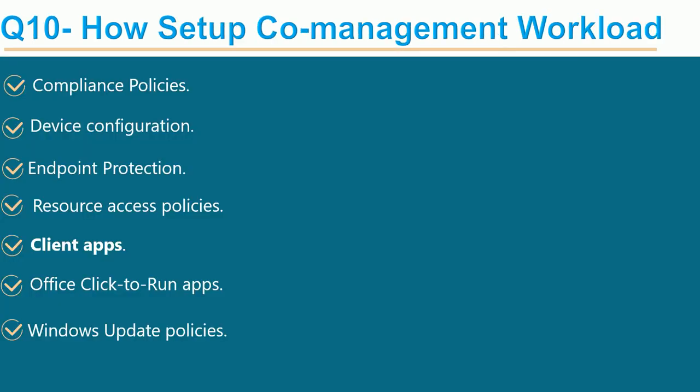Now here is how to set up the co-management workload. Question number 10, the last question: how to set up the co-management workload. These are the workloads we can manage in co-management: compliance policies, device configuration, endpoint protection, resource access policy, client apps, Office Click-to-Run apps, and the Windows Update policy. So these are the six or seven workloads that can be managed when you are co-managed.